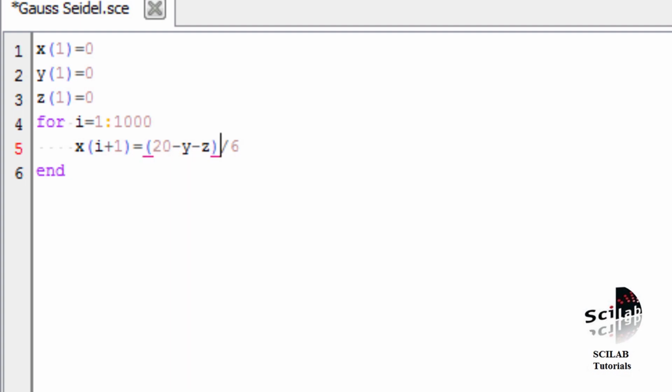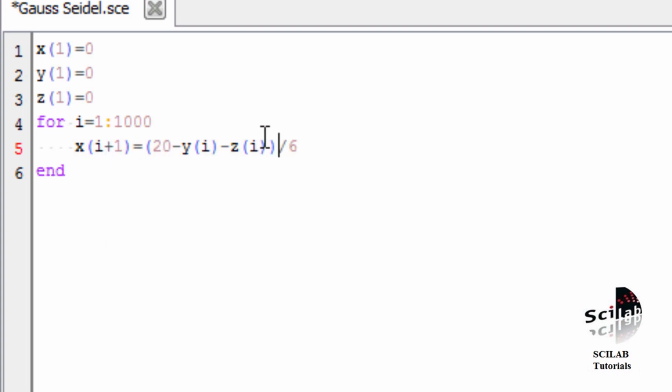Now since we have to use the previous value here, the most latest previous value available to us, so we will use i. So as soon as the loop runs the first time, we will get x of 2, 20 minus y of 1 minus z of 1.